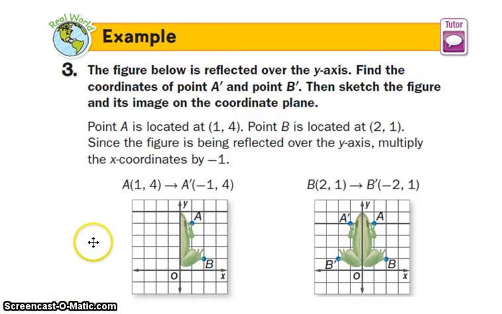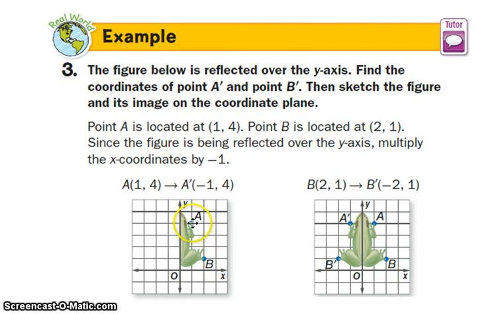Now here's example 3. Now we're getting into actual images, like pictures, and it's the same thing as what we've been doing. They want you to find the coordinates of A prime and B prime, then sketch the figure and its image onto the coordinate plane. This is where you get to be a little bit artistic. So here's your first image. It's half of a frog. You've got point A and point B here.